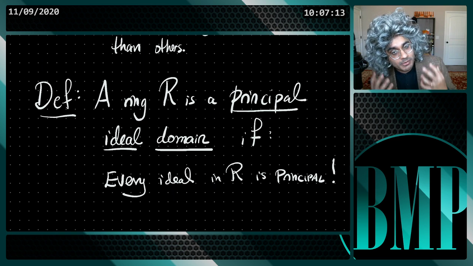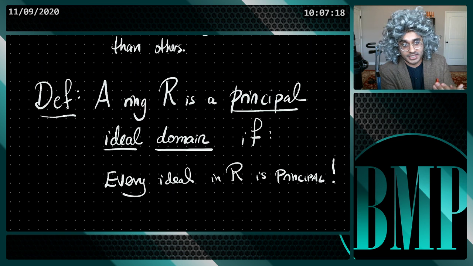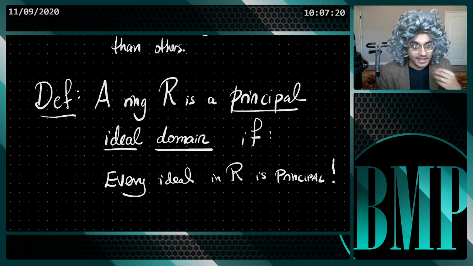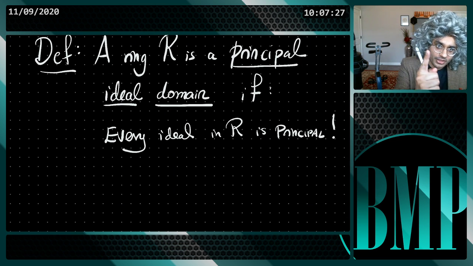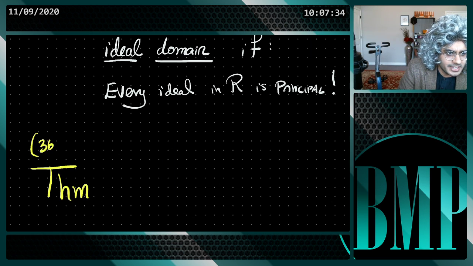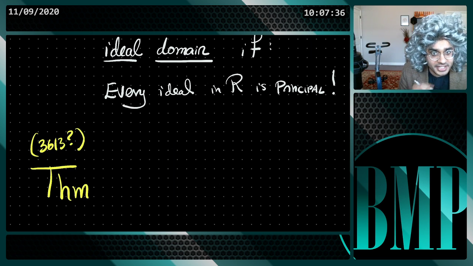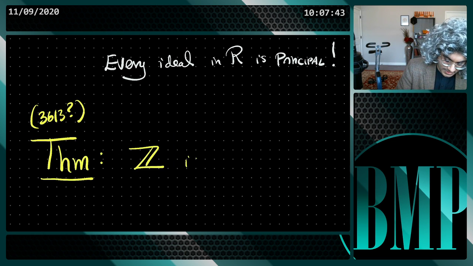And why do we care about ideals? Because ideals are opportunities for quotients, as we will see next class. Okay, so we give a name to the simplest kind of rings based on how the ideals look in them. And now the theorem. Maybe you did it in 3613? I did. When I taught 3613, I taught this. Theorem. Z is a principal ideal domain.